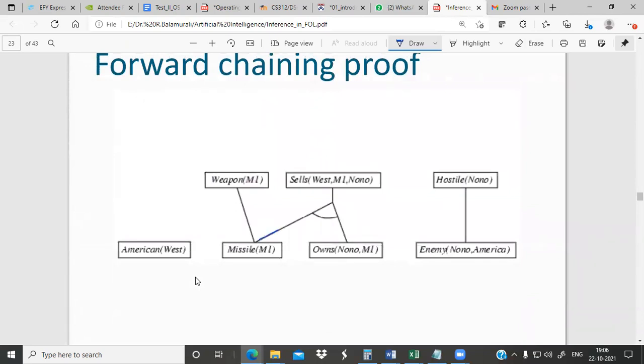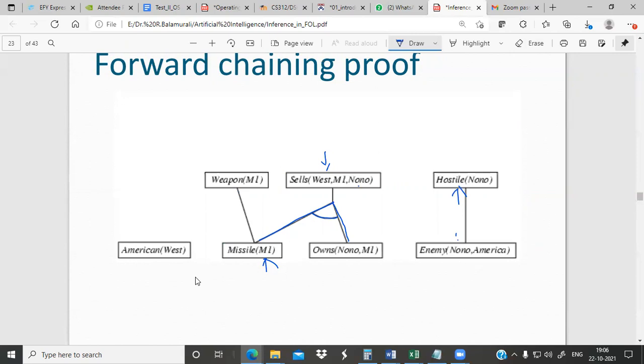This is basically like an and. Both things should be satisfied. If M1 is a missile and Nono owns M1, it means that West has sold that missile to Nono. And if M1 is a missile, then it is also a weapon. If Nono is the enemy of America, then from this we can infer that Nono is hostile.